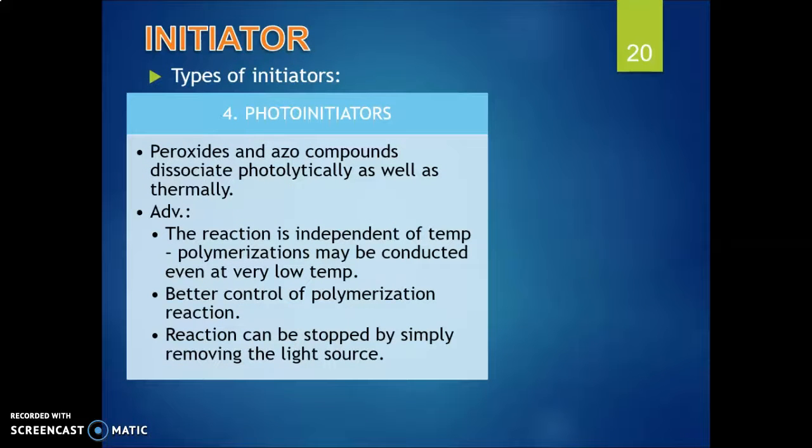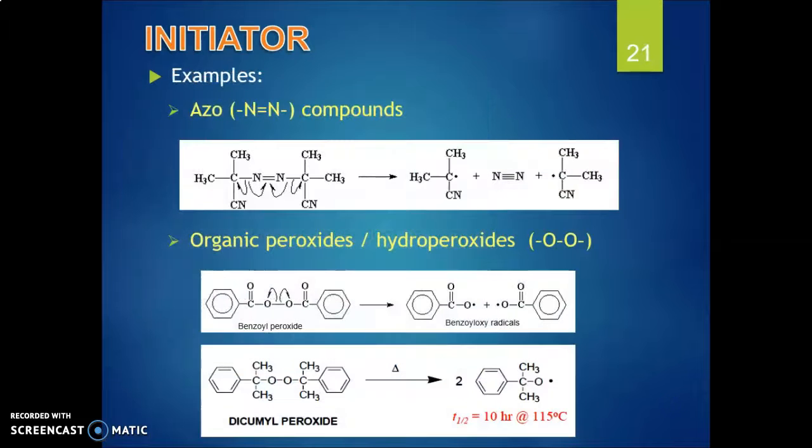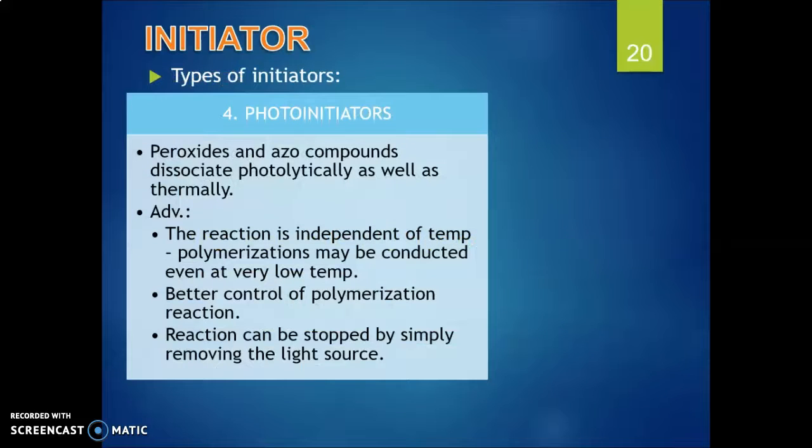Okay, the fourth one is the photoinitiator. Peroxide and azo compound dissociate photolytically as well as thermally. So the advantage of photoinitiator is that the reaction is independent of temperature. Okay, it means that the polymerization may be conducted even at low temperature.